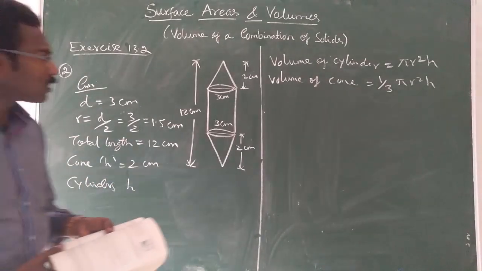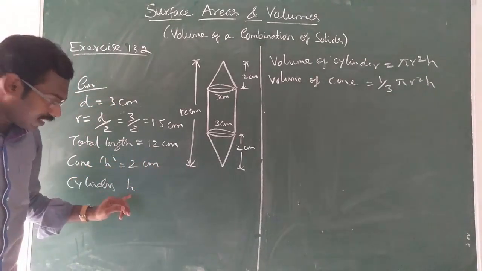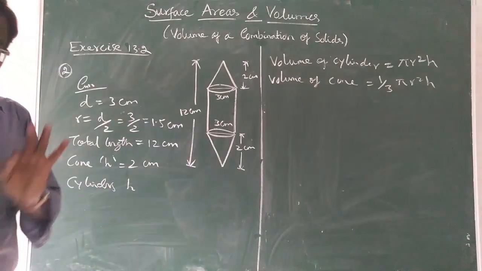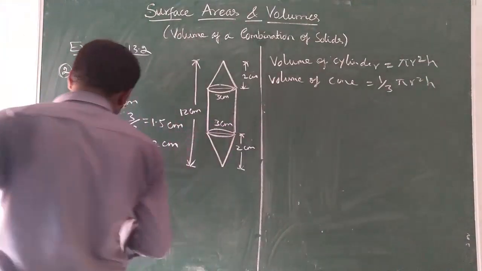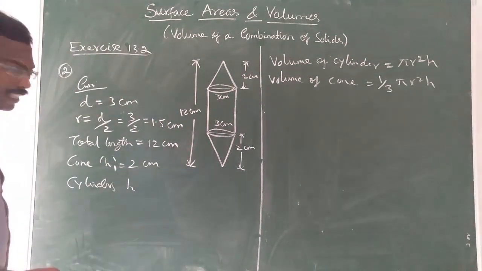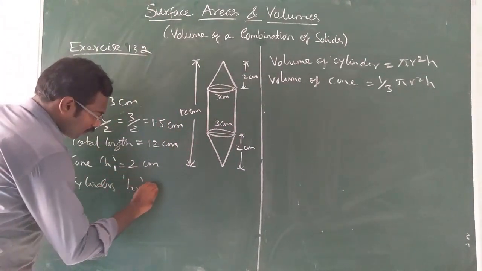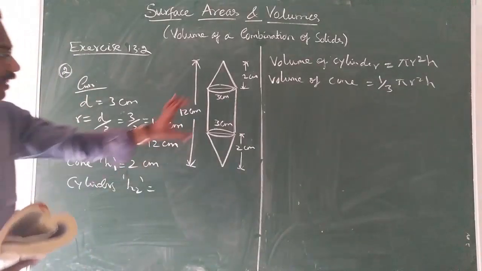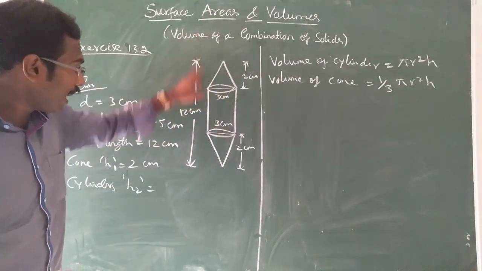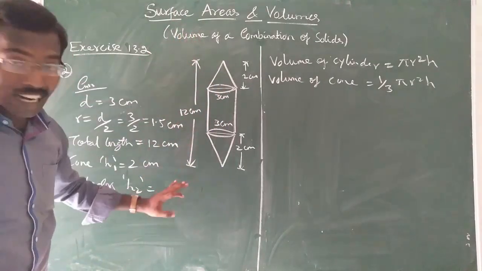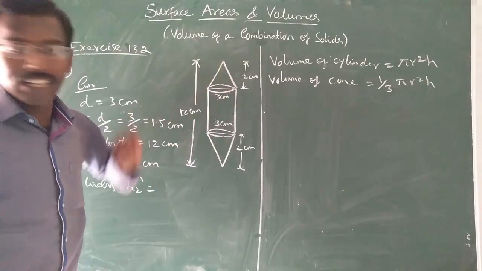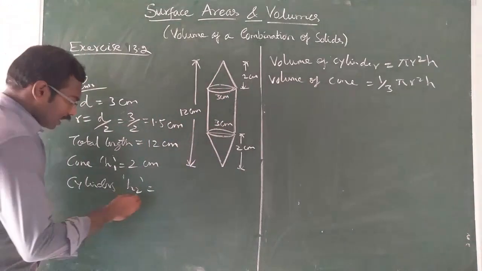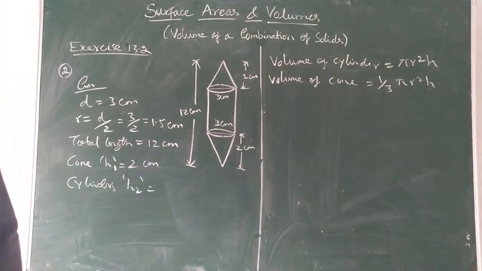Among these two, if you take both as h, you will get confusion. So take one as h1 and another as h2. Cone's height let us take as h1, cylinder's height as h2. How will you find the cylinder's height? You know the total height is 12. From the total height, you have to subtract the two cones' heights, then you will get the cylinder height. So cylinder height is equal to the total length. What is the total length?